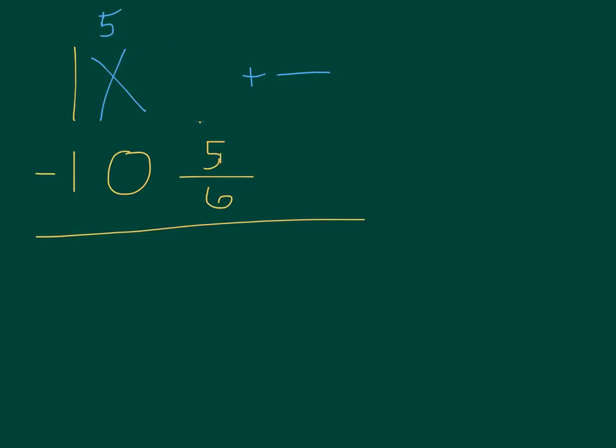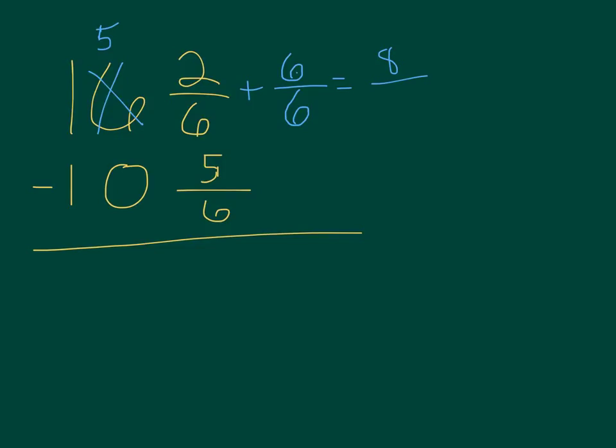So what would be a good fraction to use? 6 would be a good denominator because it's the same denominator. We'll be able to add that easily. In order for this fraction to equal 1, the numerator would also have to be 6. Now we can add these two fractions. 6 plus 2 equals 8. And the denominator will stay the same. So now we've accomplished our goal. We now have a numerator of 8.